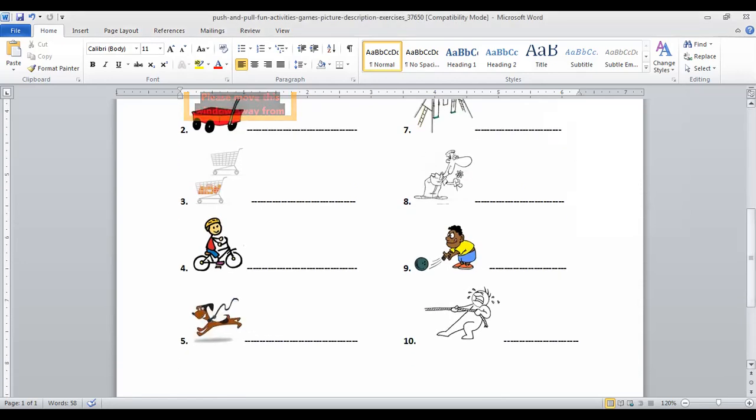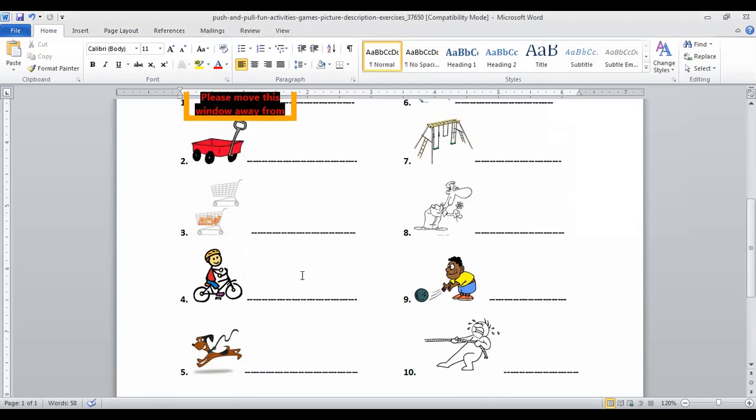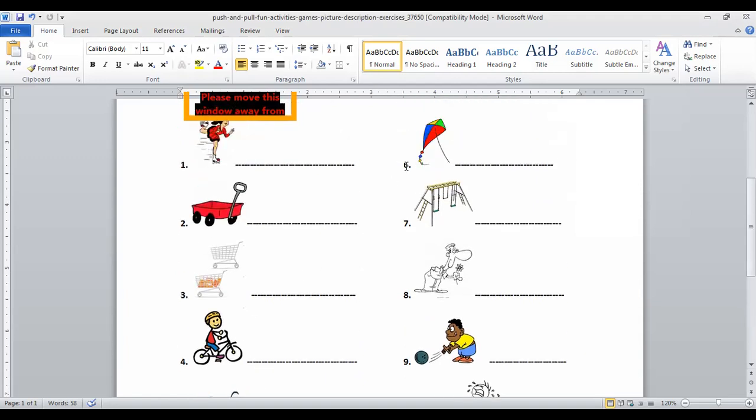Okay, number 5. Here, the rope of the dog. What do we do with this? Push or pull? Pull. Okay, number 6. Flying a kite. Push or pull? Pull.